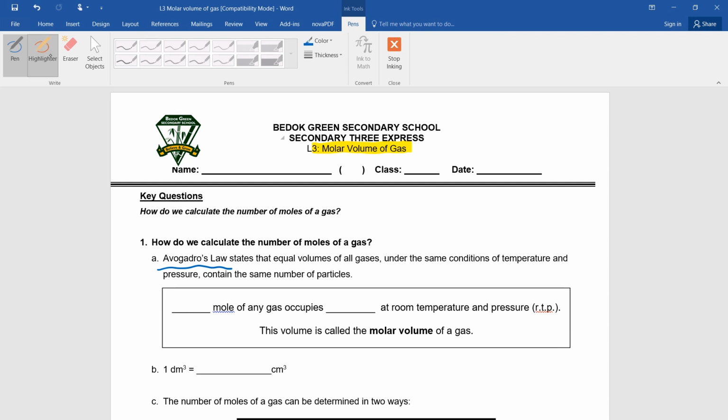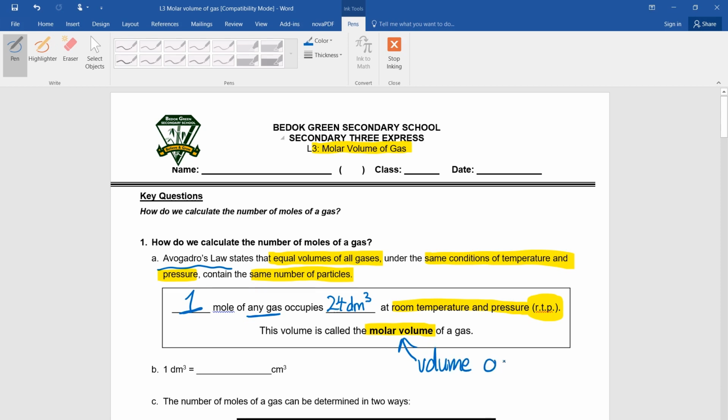He also found that as long as gases have equal volumes under the same conditions of temperature and pressure, they'll have the same number of particles. What do I mean by that? Basically, every 1 mole of any type of gas will always occupy 24 dm cube of volume under room temperature and pressure conditions, which sometimes we call RTP. This is what we call the molar volume, because it tells us the volume occupied by 1 mole of gas.